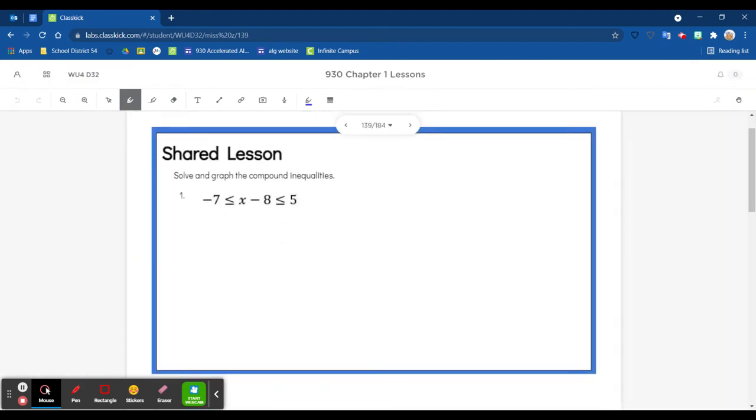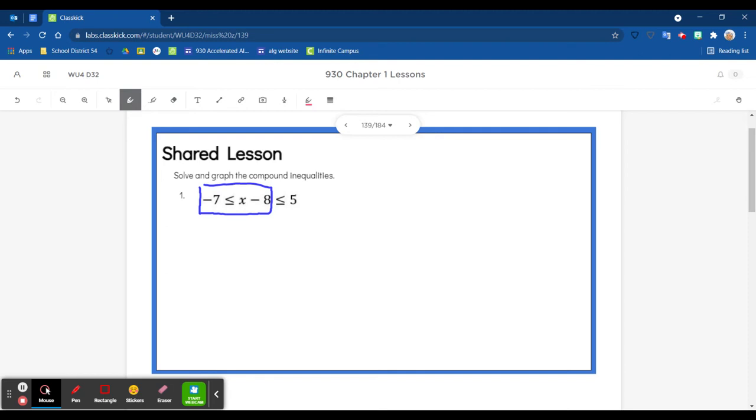So our first problem, we do have to solve for x. We do want to isolate that, and we can do that in 2 ways. The first way is that you could separate this into 2 separate inequalities. So you would start at the left. Your -7 is less than or equal to x minus 8, and you would stop at that next inequality symbol. You could rewrite that out, and you could solve that as so.